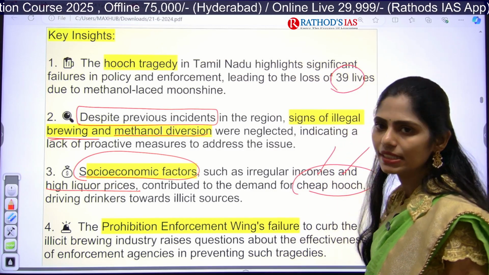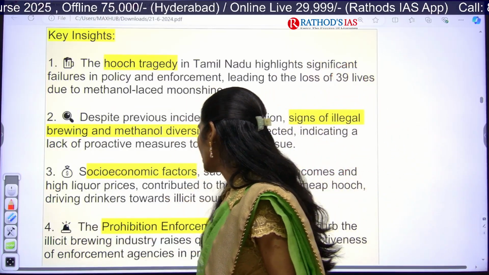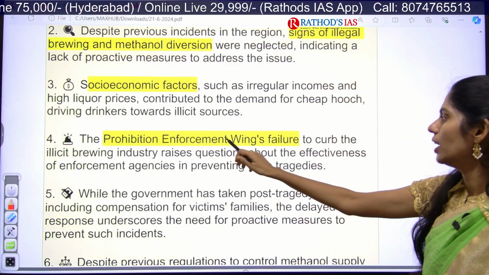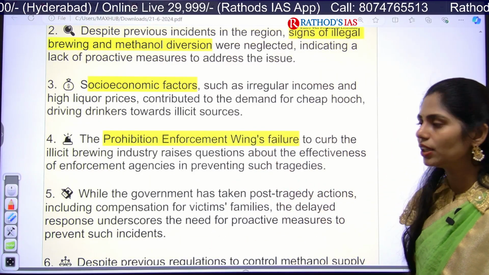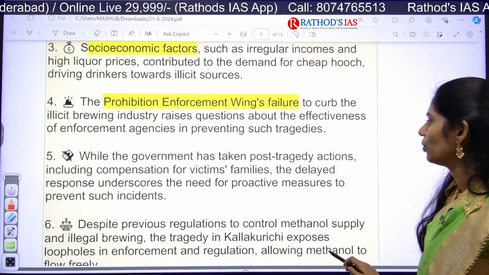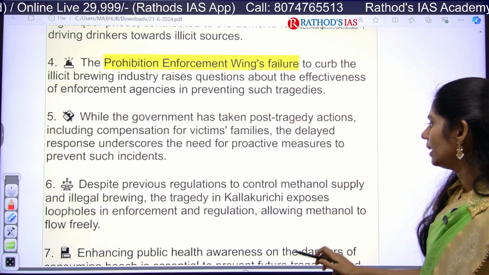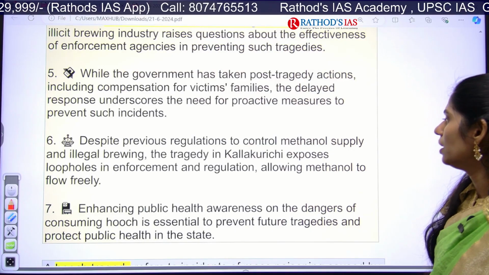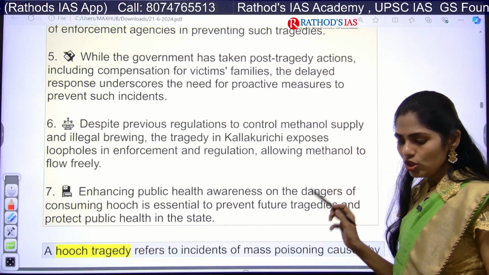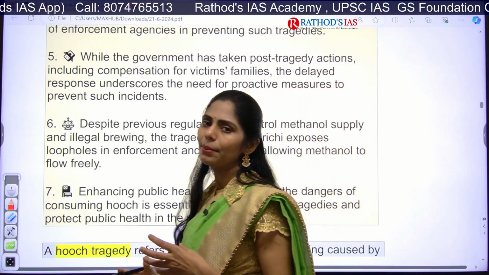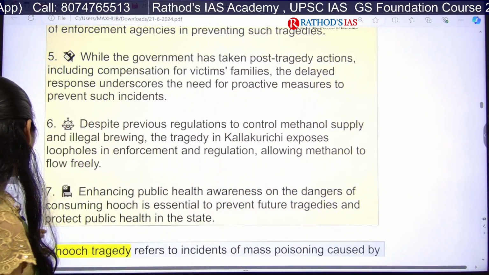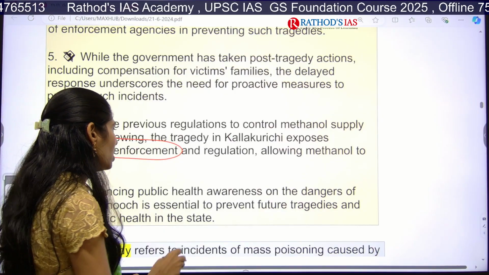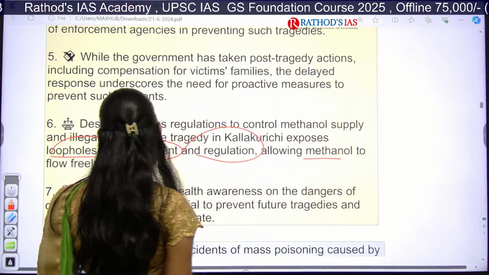Now it led to illicit sources. And the next one is, whatever enforcement wings are there, they have to check this illicit brewing industry, but there are no proper audits in what they are doing. So it is also one important failure that we can see. Despite the previous regulation to control methanol supply and illegal brewing, this tragedy happened. If you see how it happened and what the mistakes were, we can analyze that there are loopholes in enforcement and loopholes in regulation, which are now allowing methanol to flow freely.